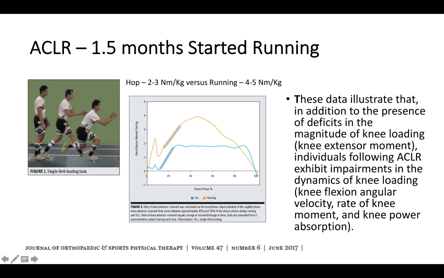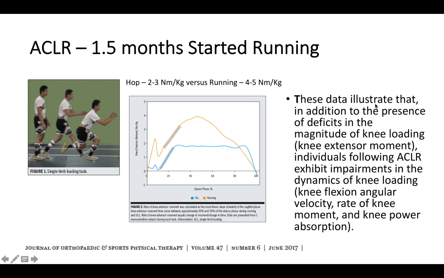Here we see data from patients performing a single leg hopping task and running. We see the curves here. This is their knee extensor moment curves during the tasks. Here's the running trial in orange, and then the single leg hopping trial here in blue. You can see that the loading is clearly higher for the running. Note that the hop is about 2 to 3 Newton meters per kilogram versus running, which is 4 to 5 Newton meters per kilogram.